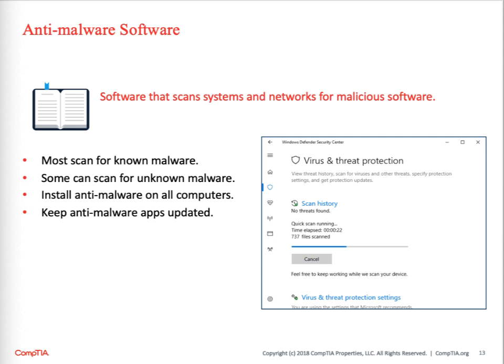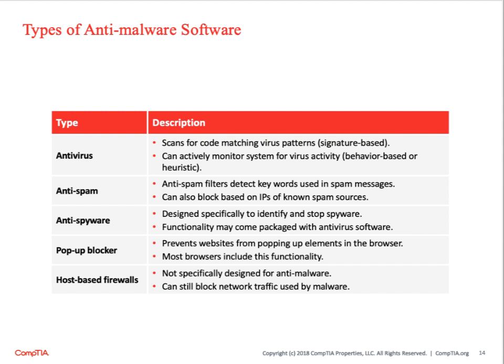We should install anti-malware on all our computers, and we want to keep our anti-malware applications up to date, so that we can keep up with all the new malware that is being found, because new malware is found every day. So there are different types of anti-malware software, and some of these may combine two or more into a single application. But first up, we have antivirus.